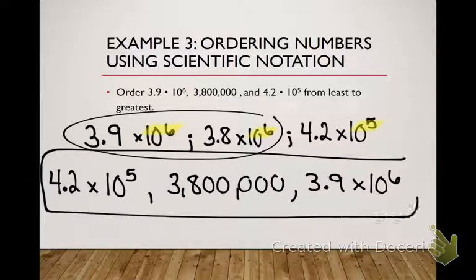So I ordered them least to greatest. All right, and that's how you would order numbers using scientific notation. And if you understand that, that's everything you need to know for part 1 of section 4.7. We'll cover the final example tomorrow in class.